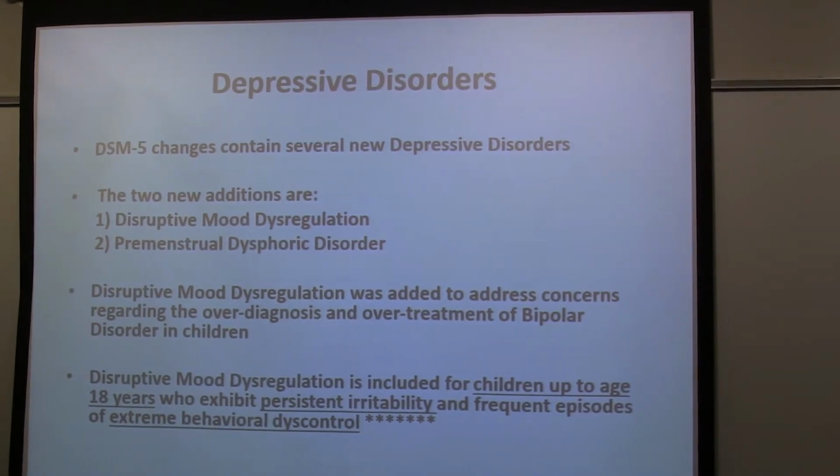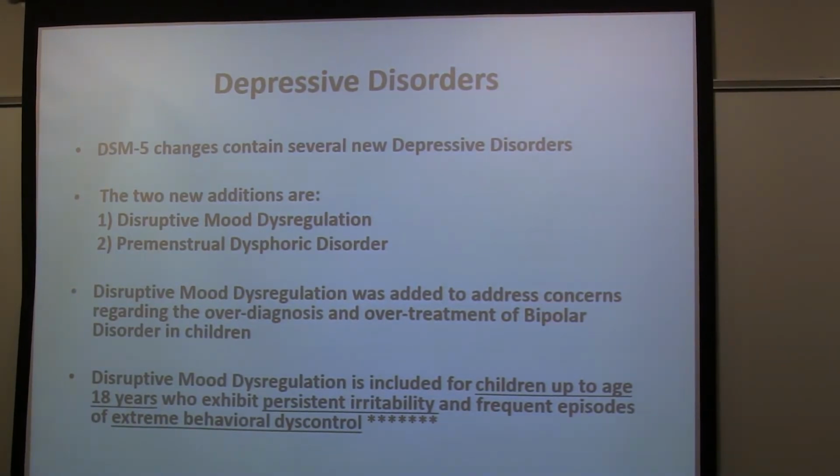Disruptive mood dysregulation disorder was added to address concerns regarding the overdiagnosis of children with bipolar disorder. There was a lot of diagnosing of young children with bipolar disorder and medicating them. There was a lot of concern in the psychiatric field regarding this, and so this, as a result of the research, was developed and added to DSM-5. So it's included for children from age 6 to age 18.